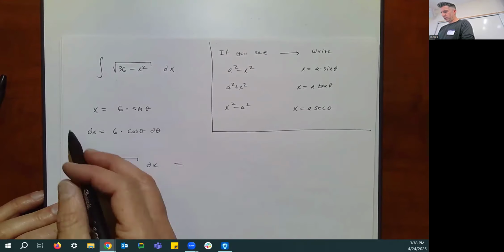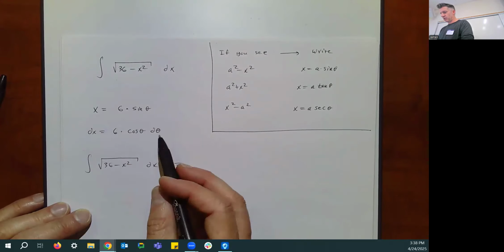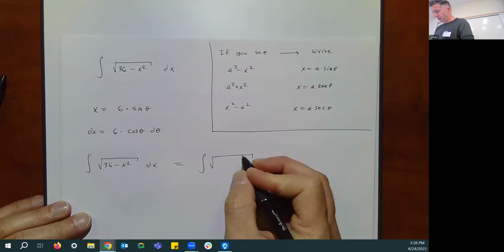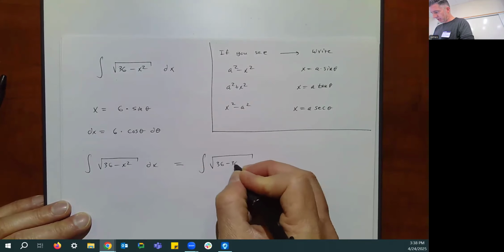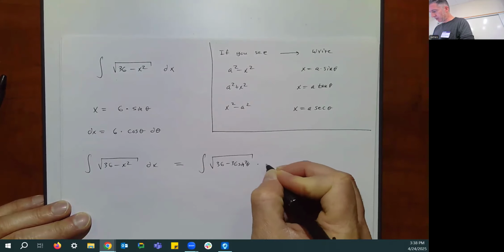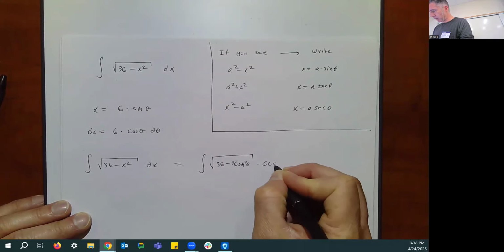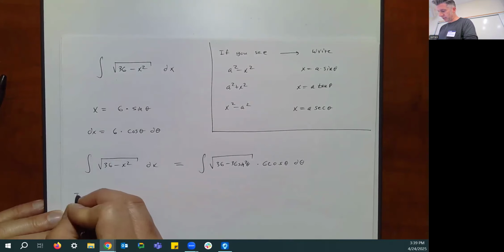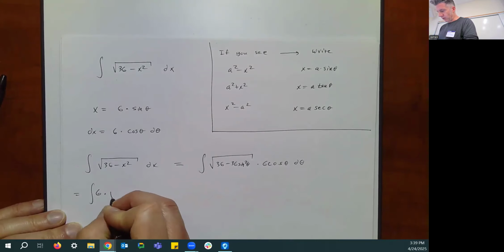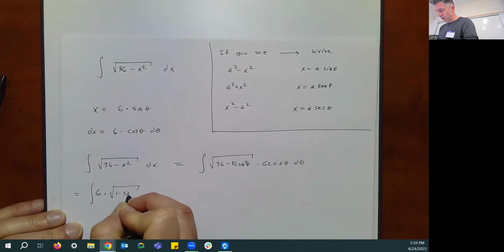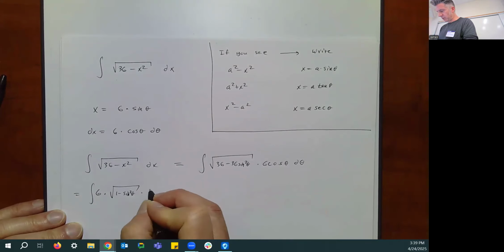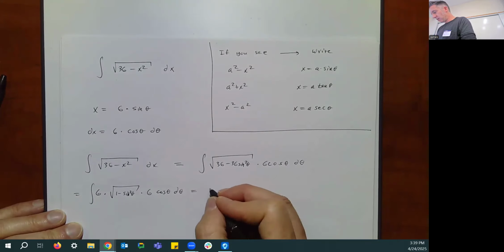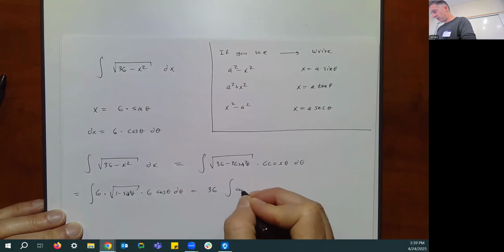So if we make these choices where x is 6 times sine theta and dx is 6 times cosine theta, we get the integral of the square root of 36 minus 36 sine squared theta times 6 cosine theta d theta. 36 comes out, the square root of 36 is 6. Square root of 1 minus sine squared should end up becoming cosine. And then we have another 6 times cosine. So we end up getting 36 times the integral of cosine squared theta.